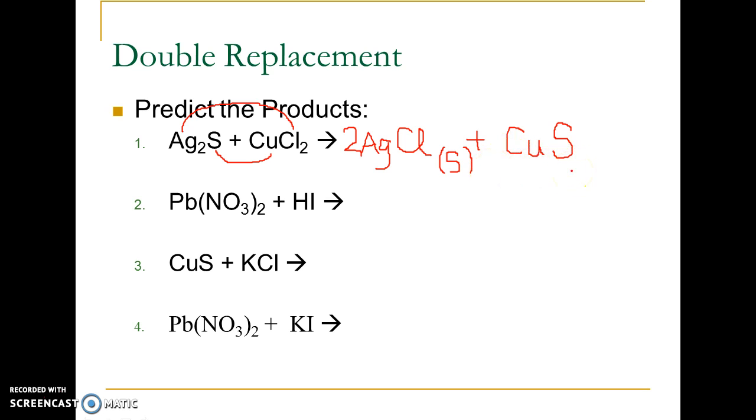If I find the third bullet underneath insoluble, it says all sulfides are insoluble except for group 1, group 2, and ammonium sulfides. I don't have any of those. So that means that this is insoluble.